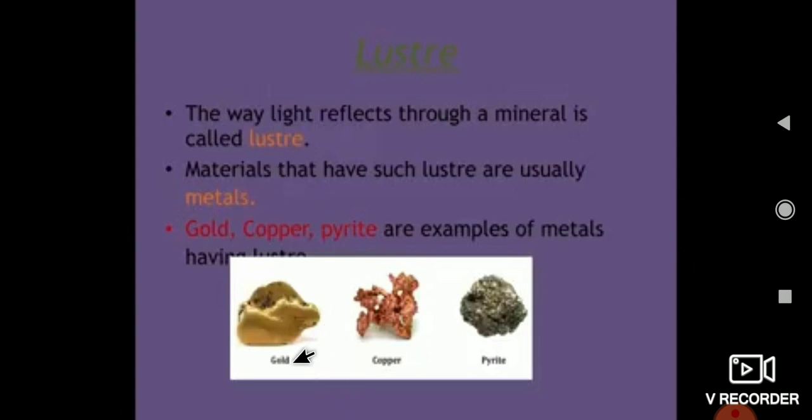For example, gold. Look at this picture. Gold, copper and pyrite are examples of metals having luster. Luster means the way light reflects from a mineral. Therefore, examples of lustrous materials are gold, copper and pyrite.